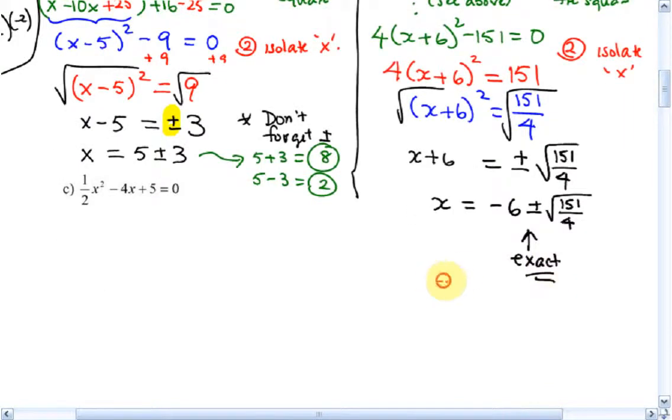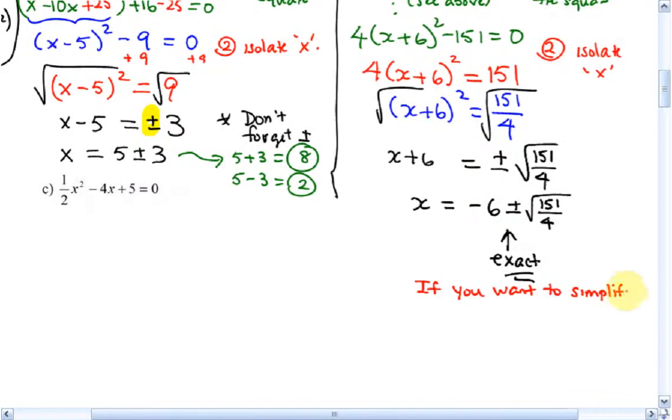If you want to simplify, here's how you can simplify this a little bit. You see that square root? That big ugly square root with the fraction? You can split up that square root into root 151 over root 4. You can split up the square root into the square root of the top number divided by the square root of the bottom number. Now, one of those numbers, when I take the square root, is nice. Which one? The top one or the bottom one? Bottom. What's the square root of 4?